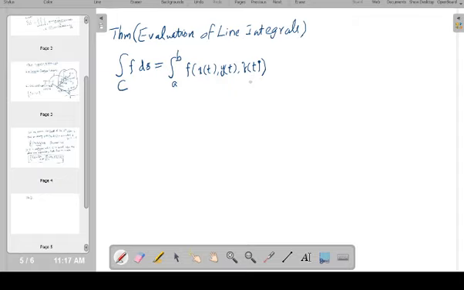And for ds what we do is recall what is arc length. S of t is equal to integral a to t modulus of v of t dt. So this is called arc length.